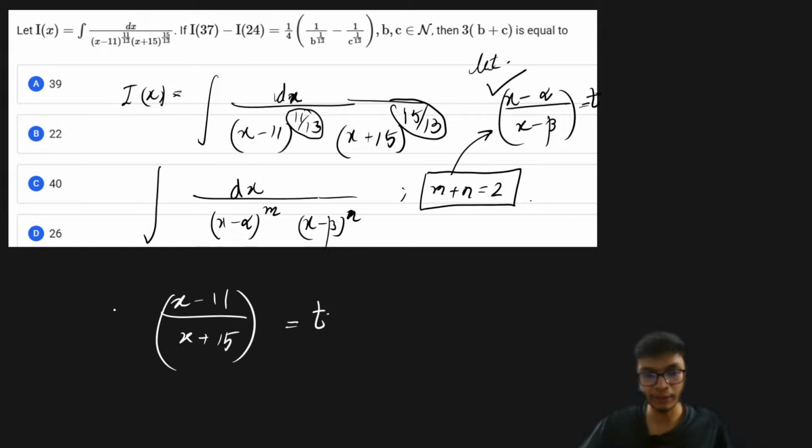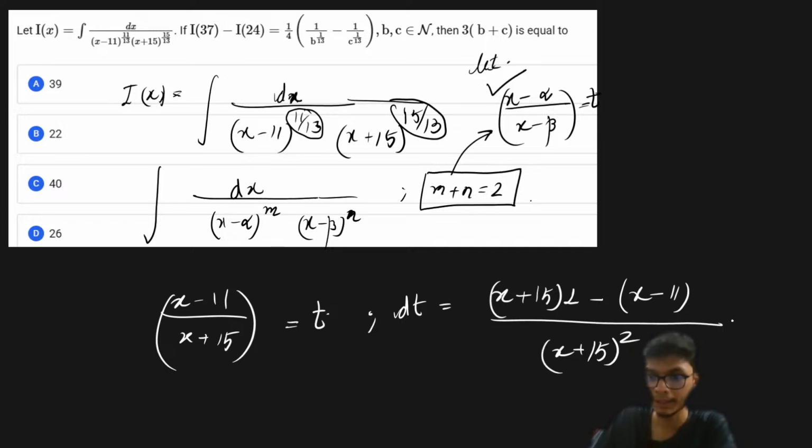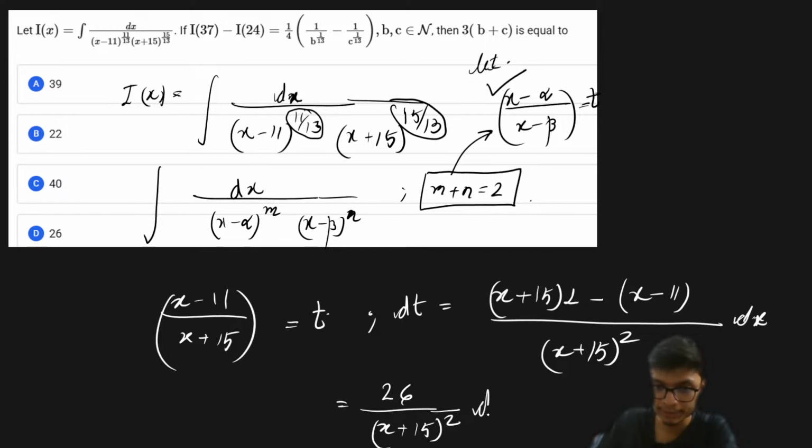Now interestingly, if I differentiate both sides, dt is going to be (x plus 15 multiplied with 1 minus x minus 11 multiplied with 1) divided by (x plus 15) whole square into dx. Therefore this particular part simply comes out as 26 upon (x plus 15) whole square dx is equal to dt.